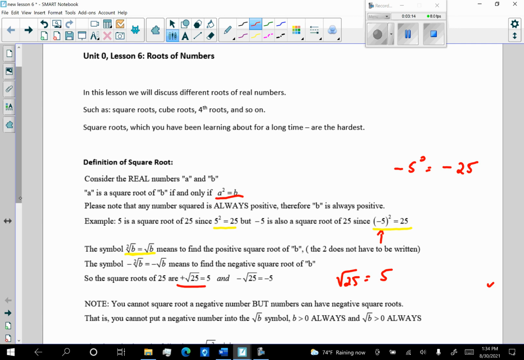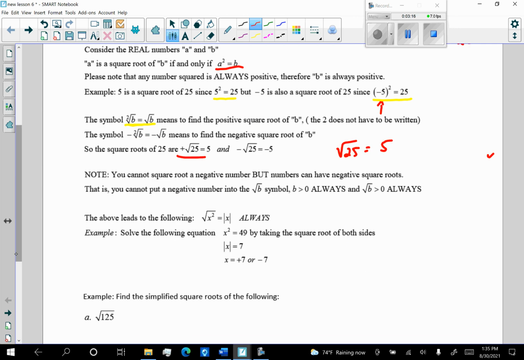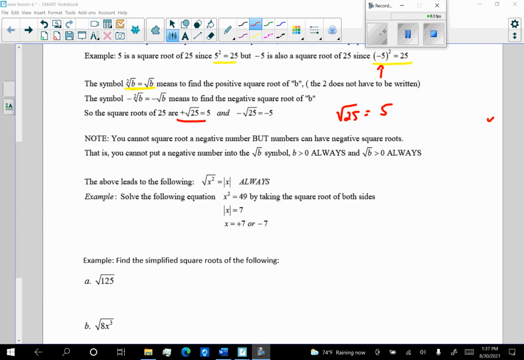The other note here, you cannot square root a negative number, but numbers can have negative square roots. That is, you can't put a negative number into that symbol because b is always positive. Therefore, the square root of b is always positive. b can't be negative. Why can't b be negative? Well, b is always positive by definition, so the square root of b is always positive.